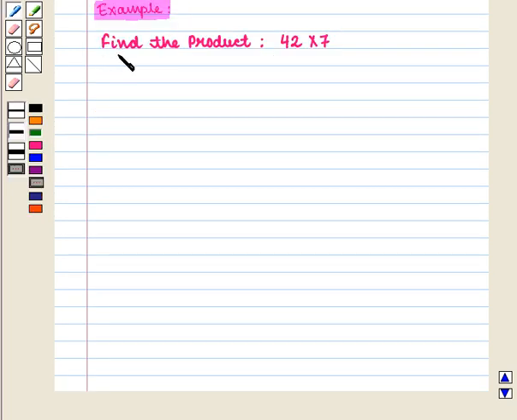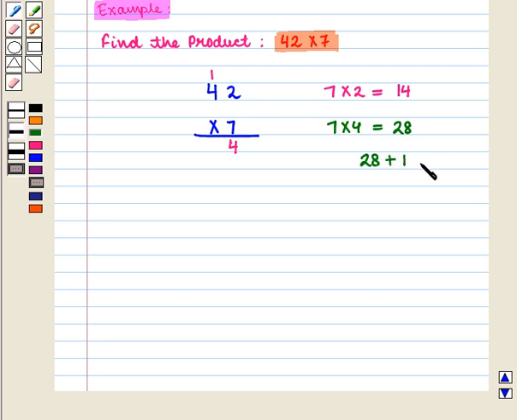Let us take an example. Find the product 42 into 7. To find the product, first we write 42. Now we place 7 at units place just below 42. Now we multiply starting from right side. 7 into 2 is equal to 14. It is a two-digit number, so we place 4 at units place and we put 1 above at tens place. Now 7 into 4 is equal to 28 and we add the 1 placed above. So we get 28 plus 1, that is 29.